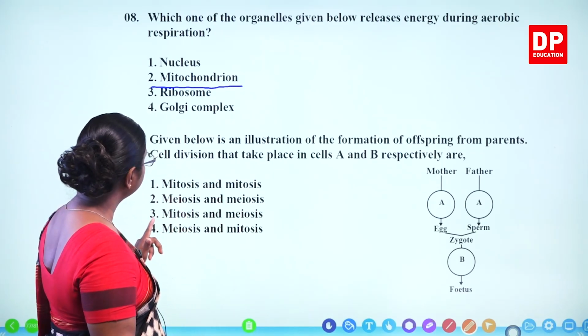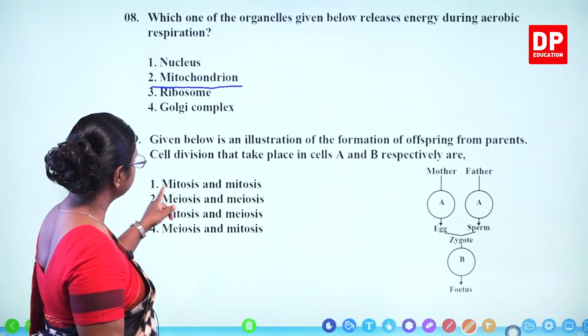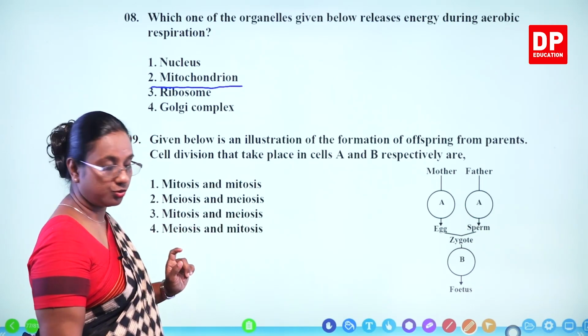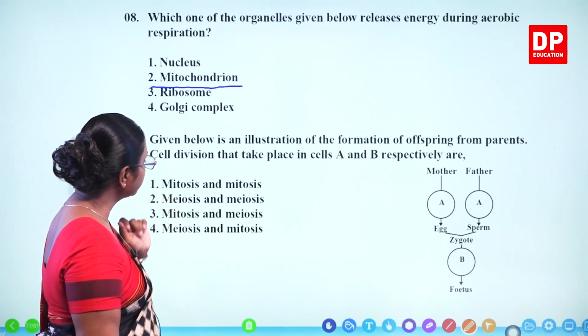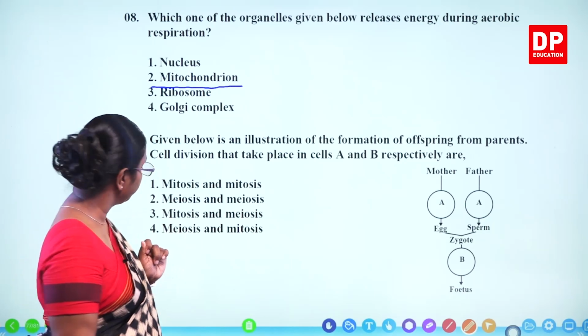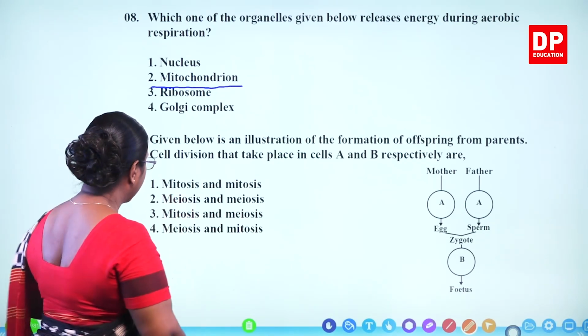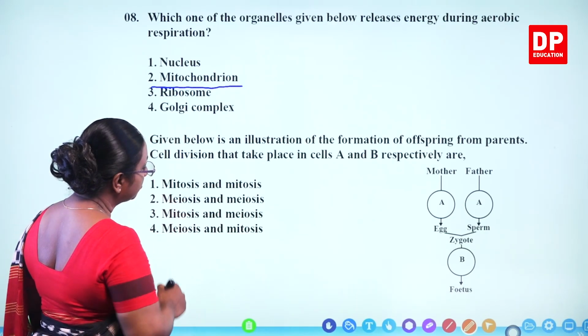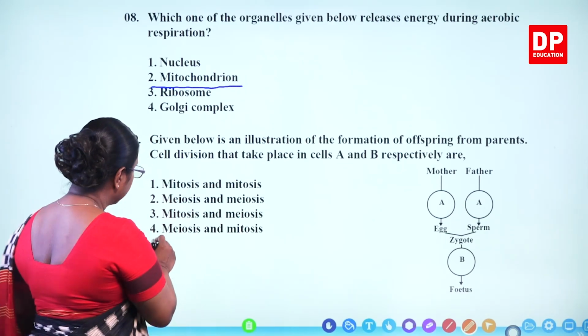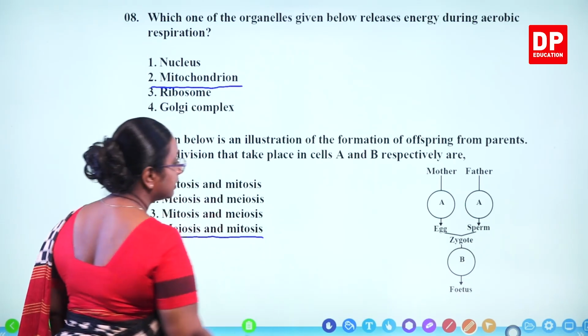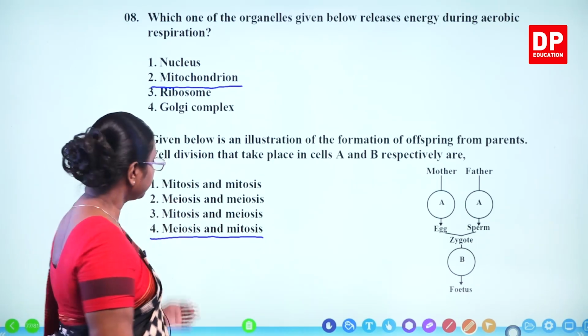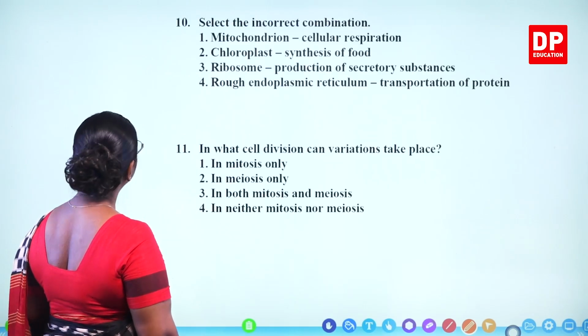So the correct combination here, first is mitosis and mitosis, no. Second is meiosis and meiosis, no. Third, mitosis and meiosis, no. And the fourth answer, meiosis and mitosis. That's the correct combination. We'll move on to the next one.